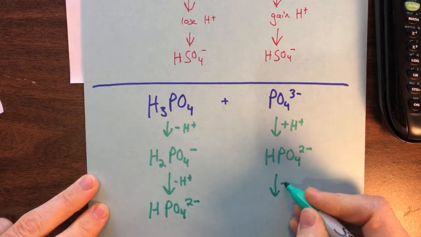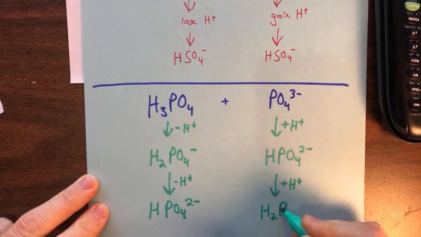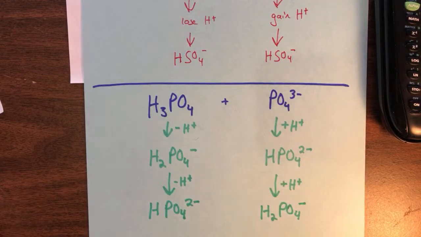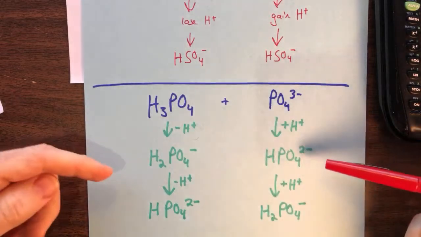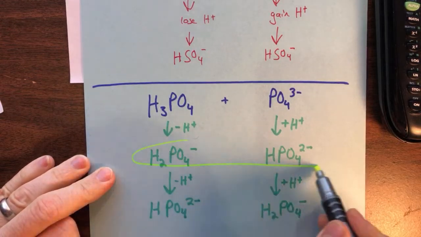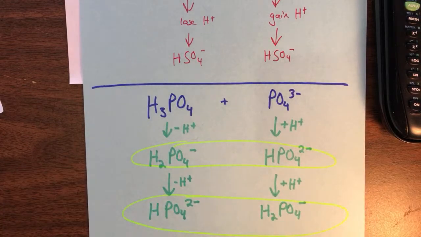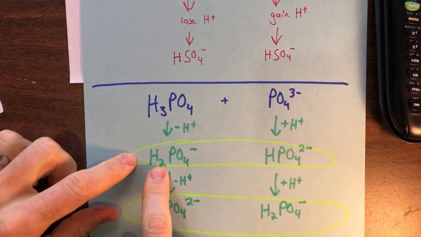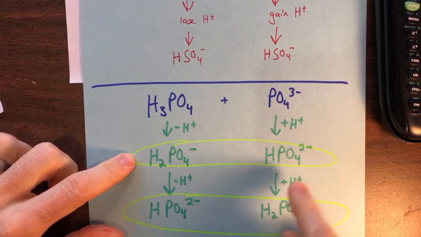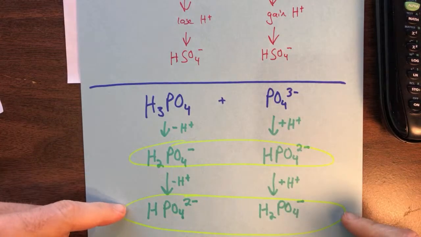And if this were to gain an H plus, that would turn this one into H2PO4 minus. Notice, interestingly enough, whether we stop here or stop here, the result is going to be the same. Why is that? Because we have H2PO4 minus, H2PO4 minus, we have HPO4 2 minus, HPO4 2 minus. So whether we stop here or stop here, the result is the same.